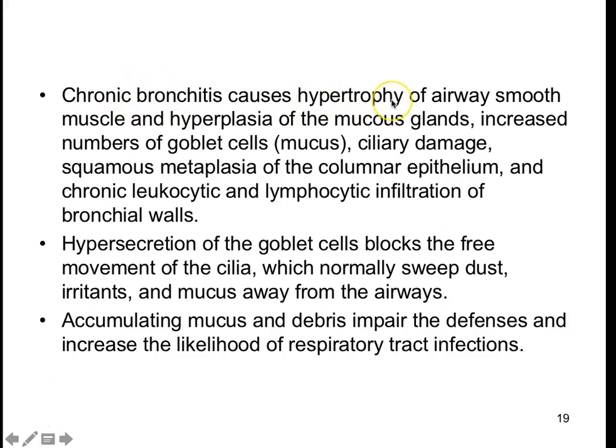You have the hypertrophy of the airway, hyperplasia of the mucus glands, so you've got a lot of mucus. Ciliary damage, because the long-term smoker is going to have metaplasia and replace the columnar epithelial with squamous cells, which don't work. And that is all going to mean that you're going to have that bronchoconstriction, that increased mucus.